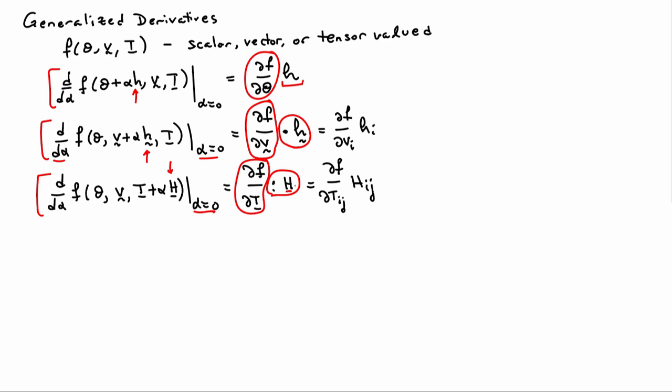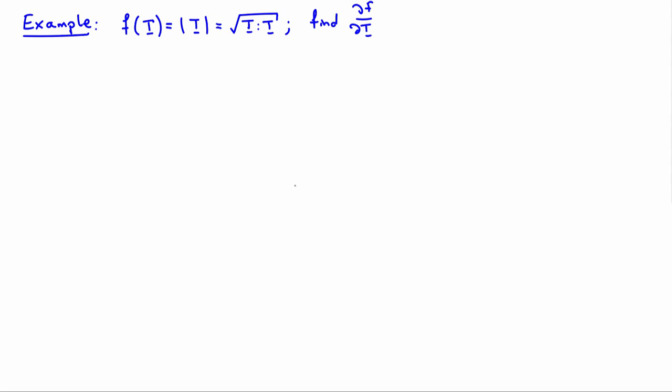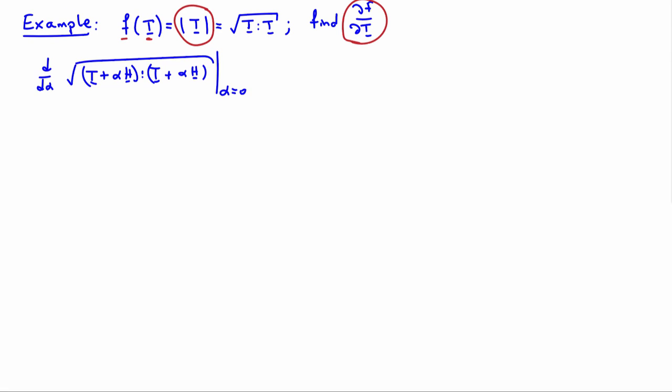So let's go ahead and have a look at an example here. I'm going to have a scalar valued function f as a function of a tensor t, and the function is going to just be the norm of t. And that's simply defined as the square root of t double contracted with t. And let's go ahead and see if we can compute the derivative of f with respect to t. So that's my goal. So what I'm going to do is apply my general directional derivative formula using in the slot t. There's only one slot here.